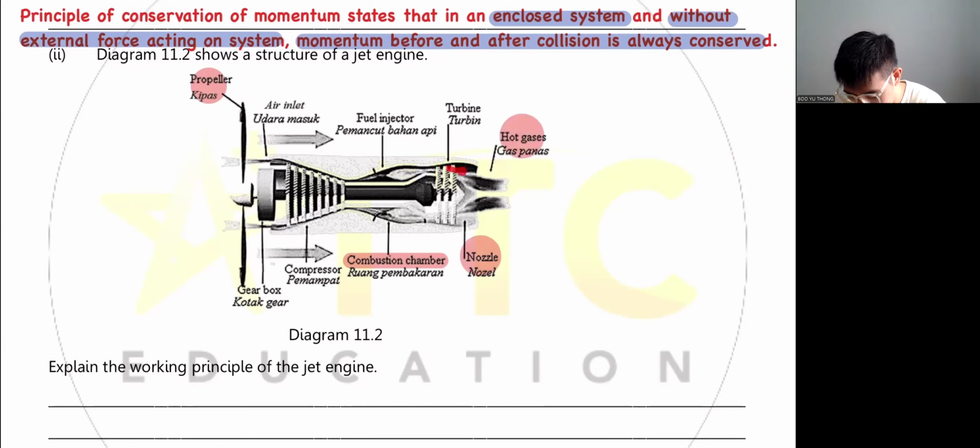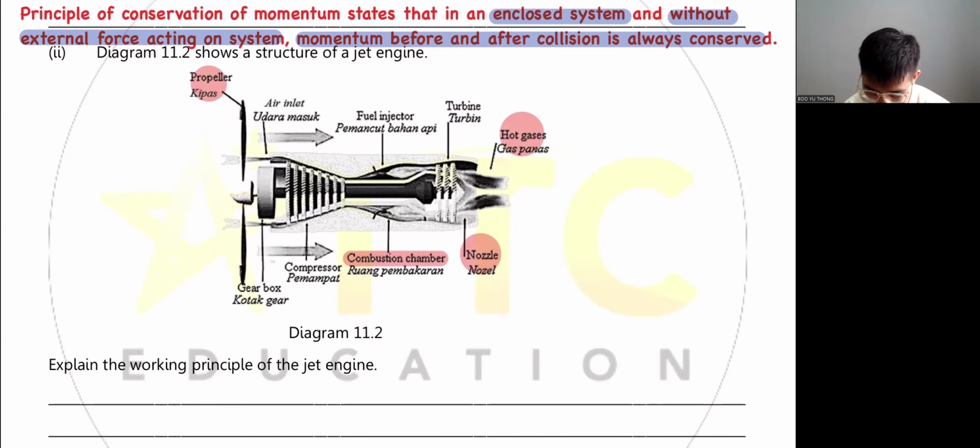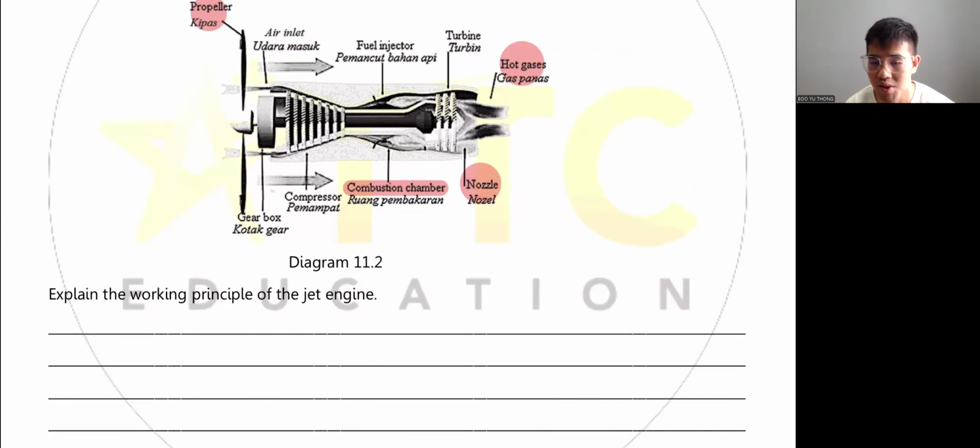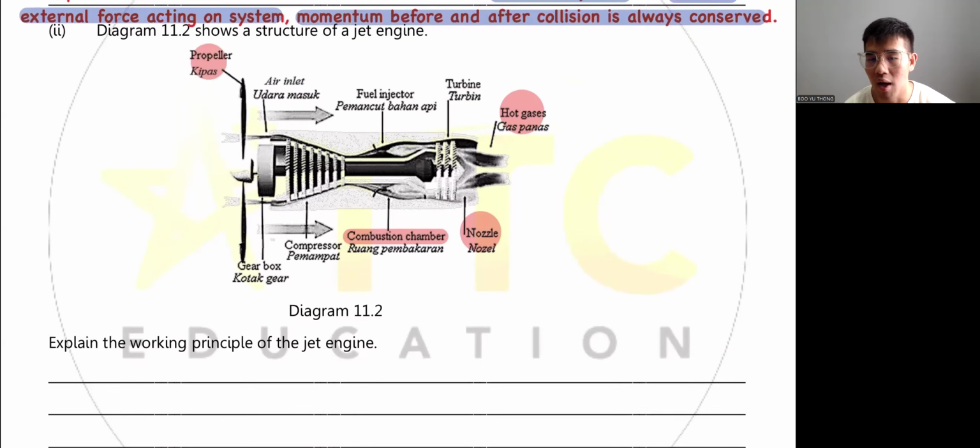Nozzle is basically the opening at the back, where you allow the hot gas to be exhausted out of the jet engine. Other than that, they are not really important to explain that, because at the bottom, the question says, explain the working principle of the jet engine. In order to explain the working principle, you are going to use these 4 keywords. The others, we don't use.